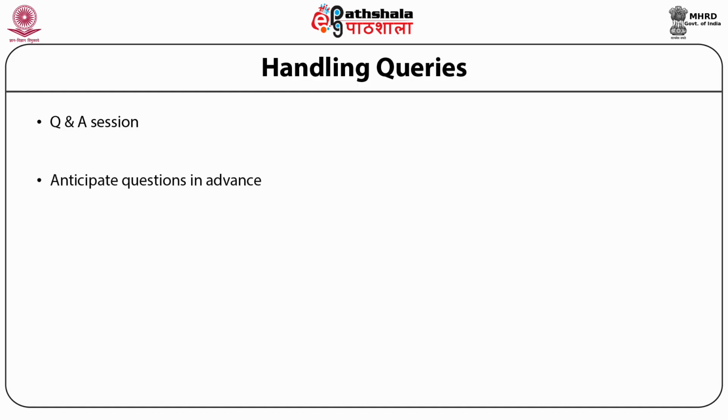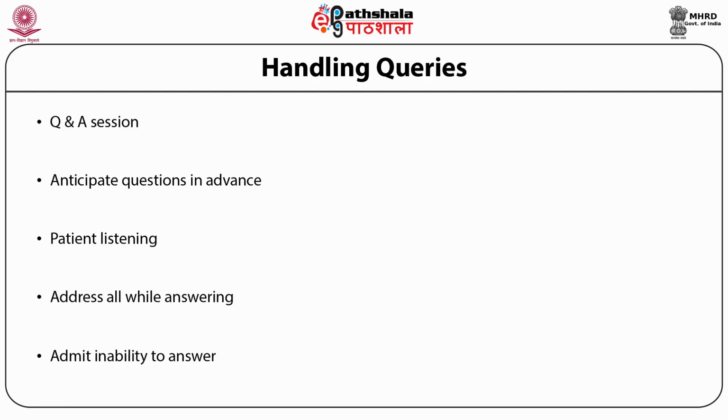One strategy is to anticipate questions in advance and prepare their answers. Always be patient while listening to the questions from the audience. While responding to any query, it is always advisable to address all the audience, not a single person. Similarly, if you are not able to answer a particular query, it is good to admit your inability to answer. Do not lie about any query. Or you can request an audience member to answer it.